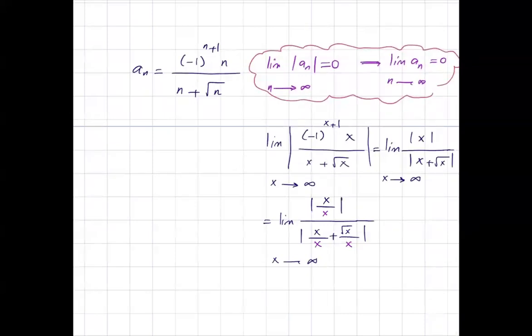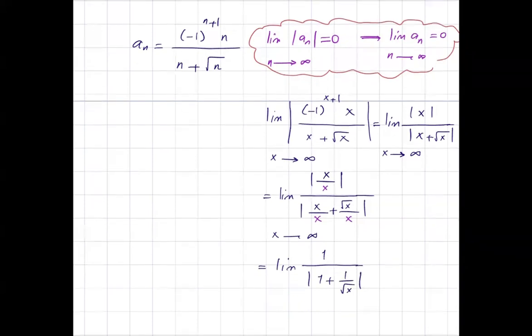Now let us simplify as much as we can. This is equal to the limit of the absolute value of 1, which is 1, divided by the absolute value of 1 plus 1 over the square root of x as x goes to infinity. Well, this indeed is equal to 0. So you end up with the limit of the constant function 1, or just 1. So what happens here? The limit of the absolute value is 1. Can we say that the sequence itself converges or not?